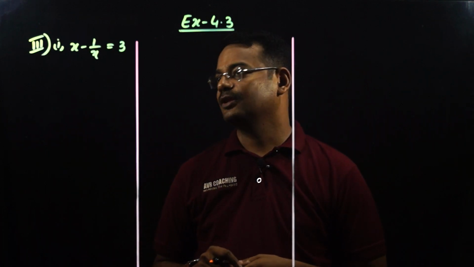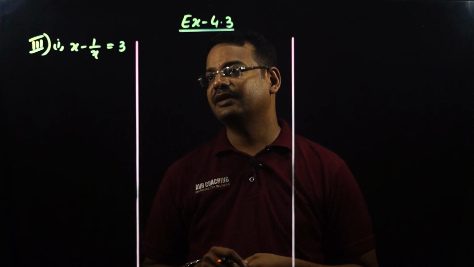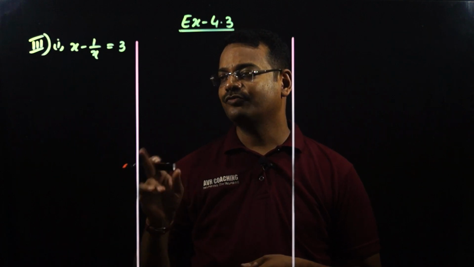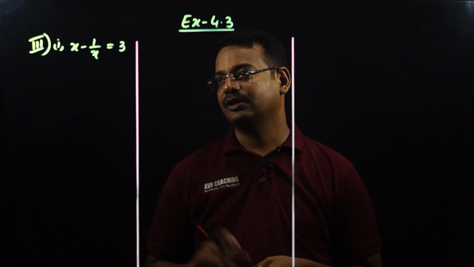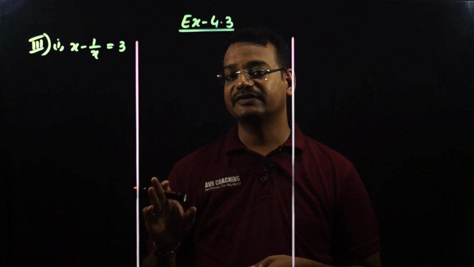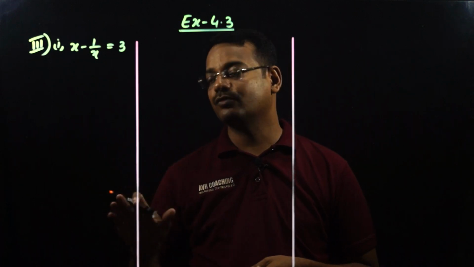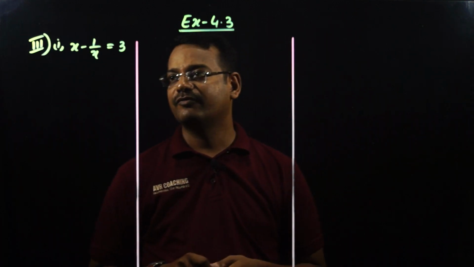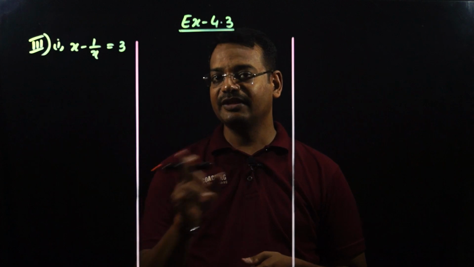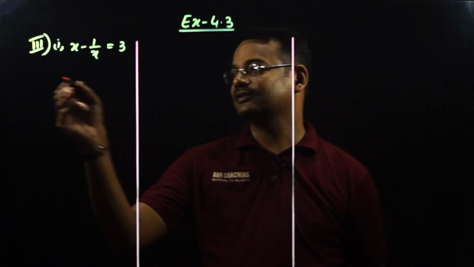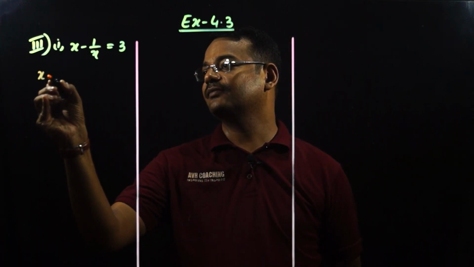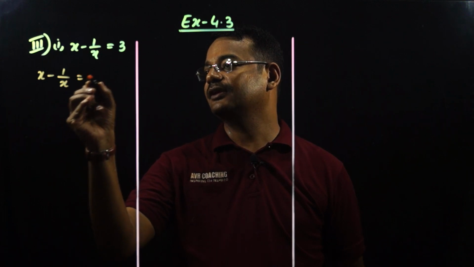Third problem, given x minus 1 by x equals 3. Now we need to find the roots of this equation. Now we don't know whether this is a quadratic equation or not. If this is a quadratic equation, then we'll find the roots of the equation if they exist. So first, the given equation is x minus 1 by x equals 3.